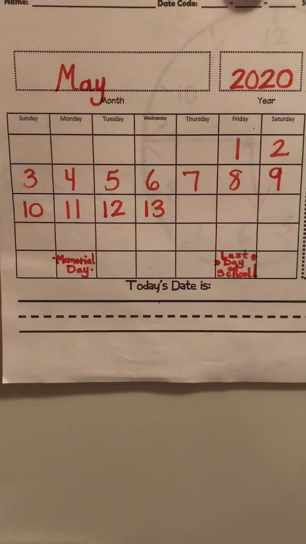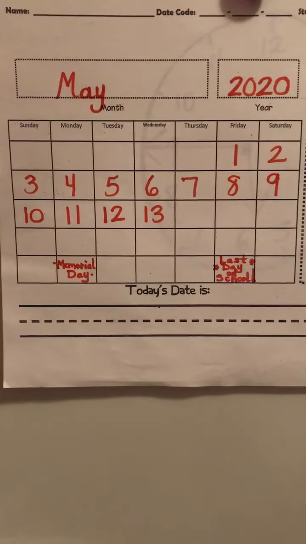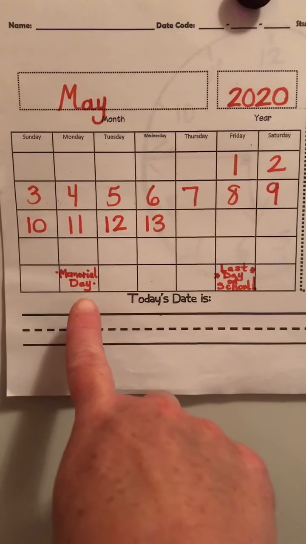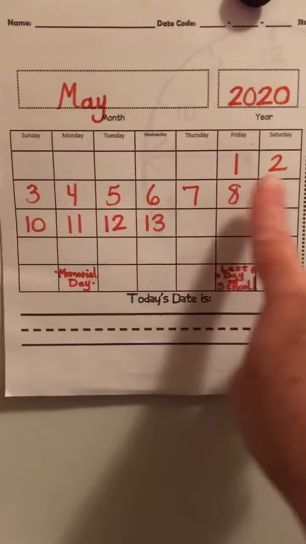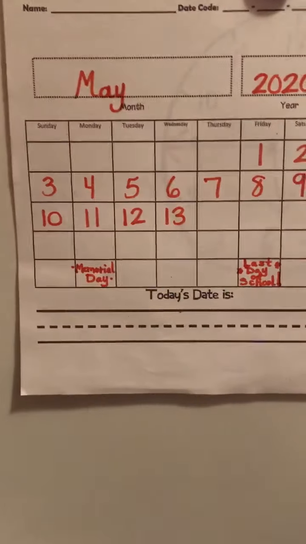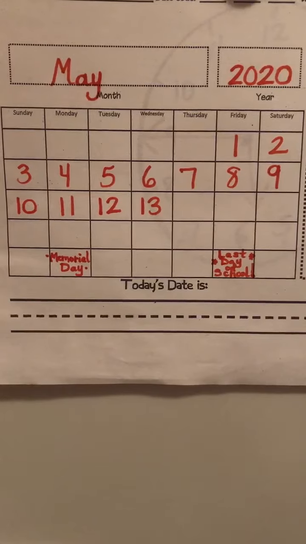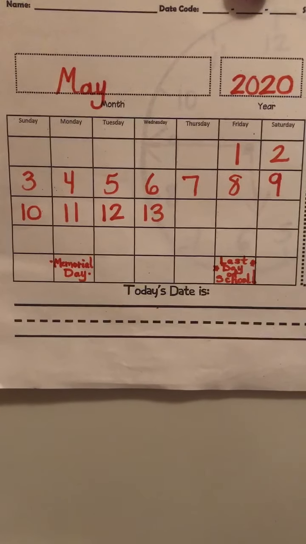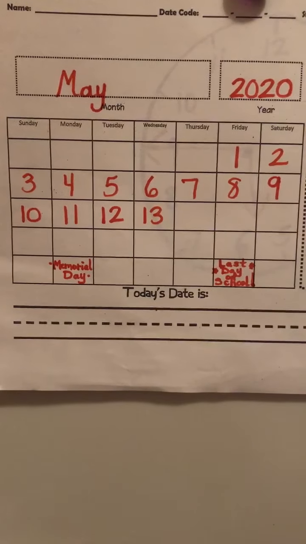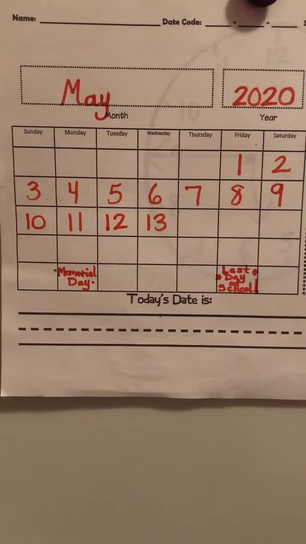Now there's a couple of things about May that are coming up. We have a holiday coming up called Memorial Day, and that will be right here on Monday the 25th, okay? So not this coming Monday, but the next Monday, okay? Memorial Day is a national holiday where we remember those who have given their lives in service to our country. And so you will not have school that day. That will be our last week of school. But on that Monday, because it is a holiday, you will not have school.